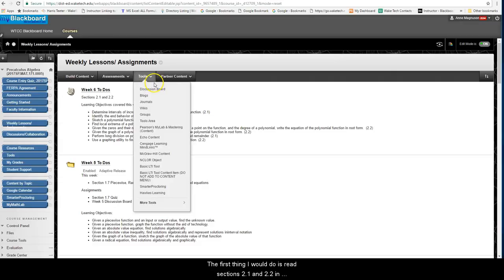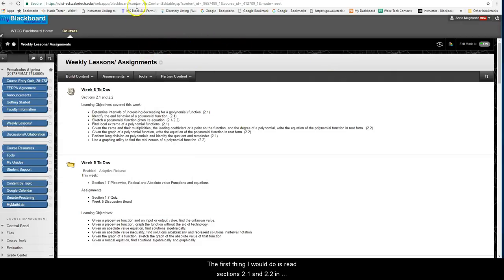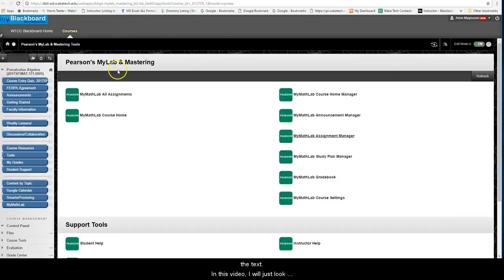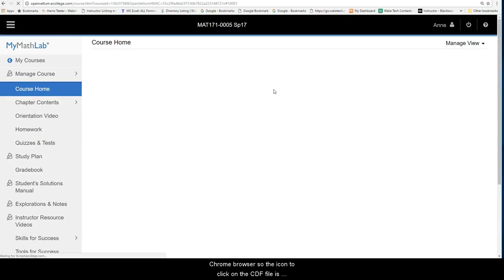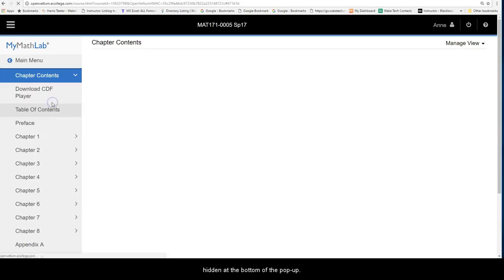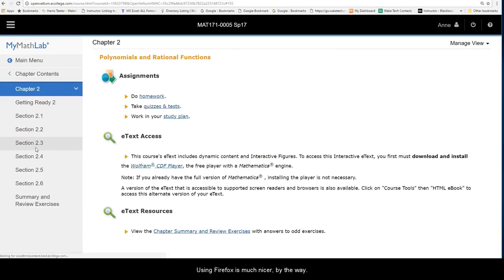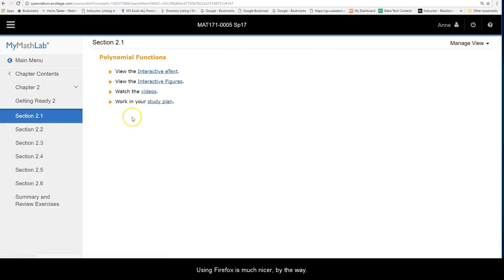The first thing I would do is read sections 2.1 and 2.2 in the text. In this video, I will just look through section 2.1. Note that I'm using Google Chrome browser, so the icon to click on the CDF file is hidden at the bottom of the pop-up. Using Firefox is much nicer, by the way.